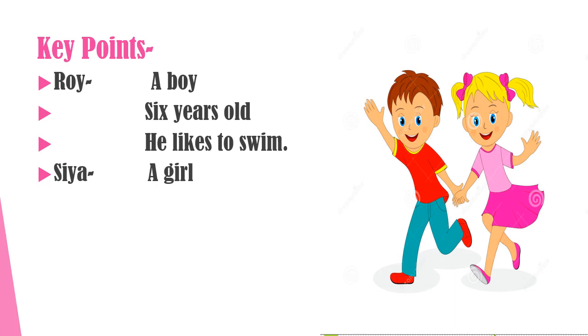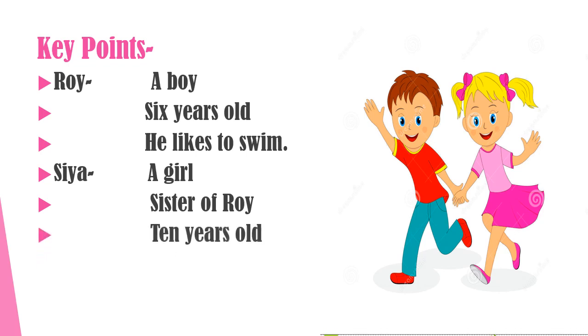Next is Sia. Who is Sia? Sia is a girl. Sister of Roy. Roy की बहन है. Sia कौन है? Who is Sia? Roy की बहन. Sister of Roy. She is 10 years old. वह कितने साल की है? वह 10 साल की है. She likes to play. उसे खेलना पसंद है.